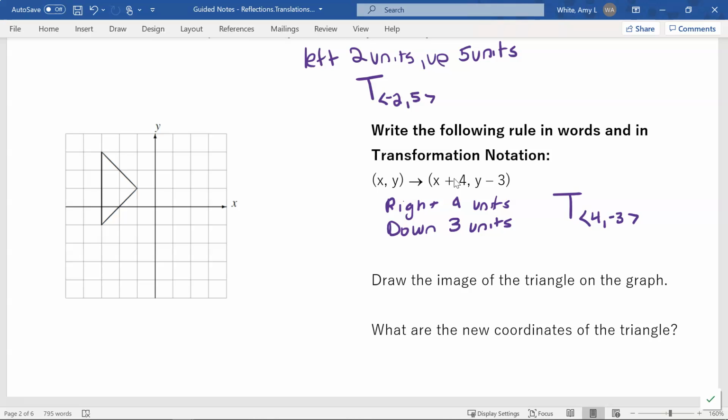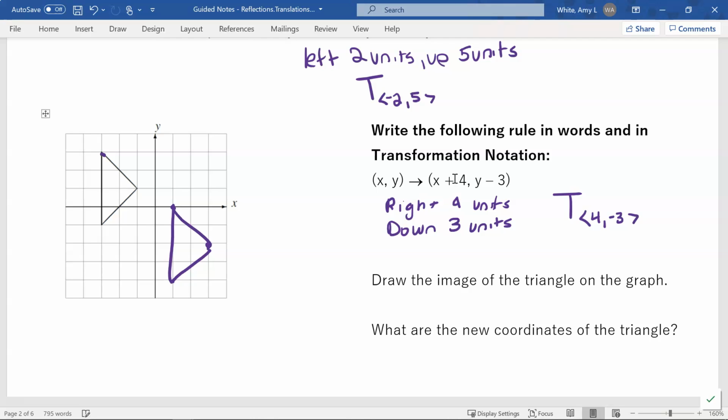So let's draw this image on the graph. So all I'm going to do is take one of the points on my triangle, and I'm going to count out right 4. So 1, 2, 3, 4, and then down 3, 1, 2, 3, and there's my new point. I can do the same thing here. 1, 2, 3, 4, 1, 2, 3. There's my new coordinate, and repeat that with the last point. And then I can connect those endpoints to make my triangle.